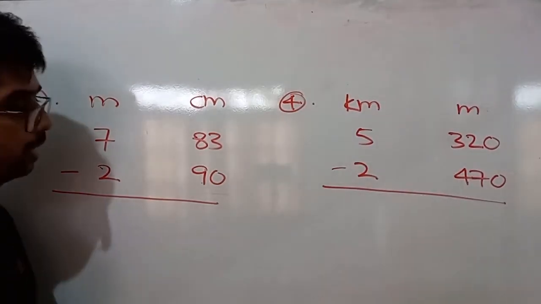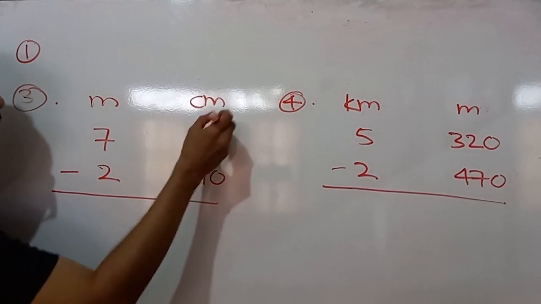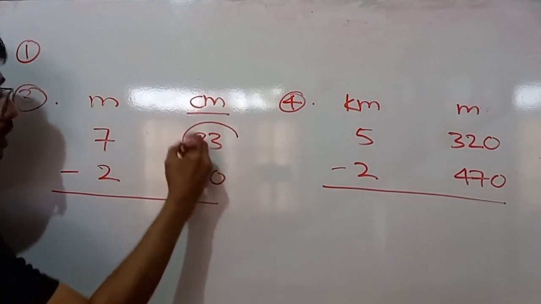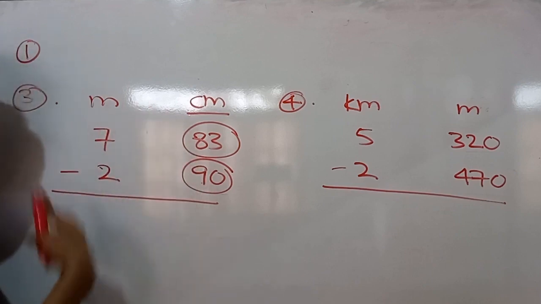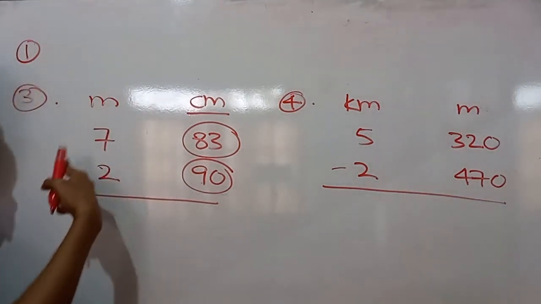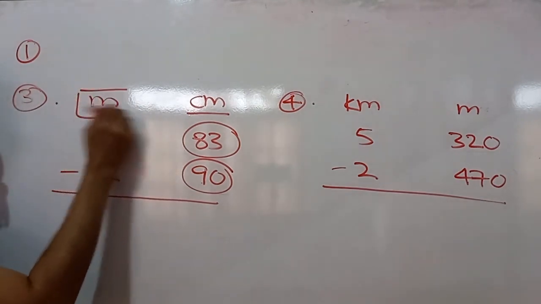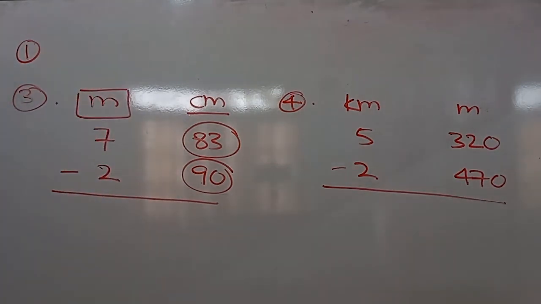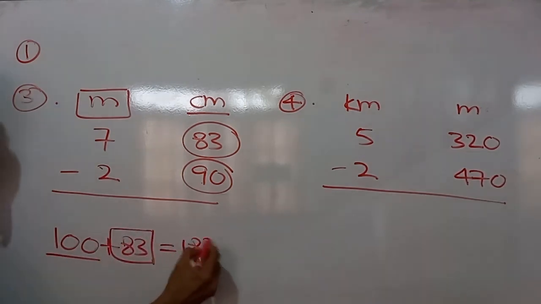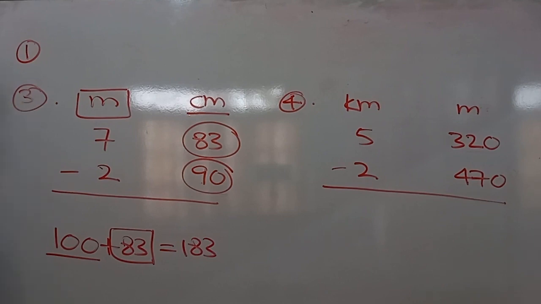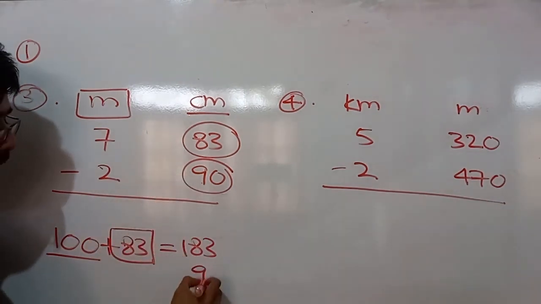Right. So now we will check the answers. So on the centimeter portion, we cannot subtract 90 from 83. Then what do we have to do? We have to borrow a 1 from the meter portion. So how many total meters are there now? 100 plus 83, the borrowed one plus what was there before. So it will be 183. Now we can subtract 90 from 183.